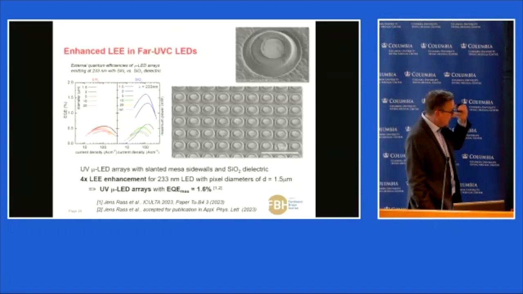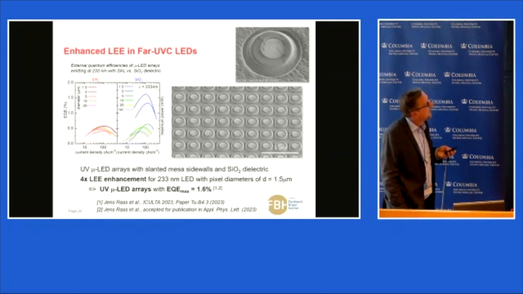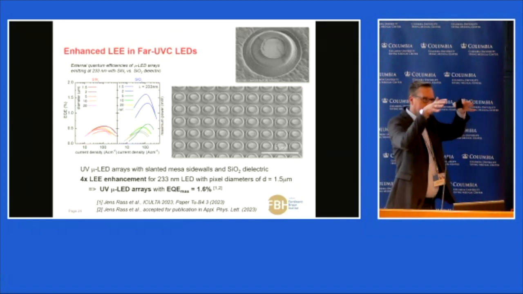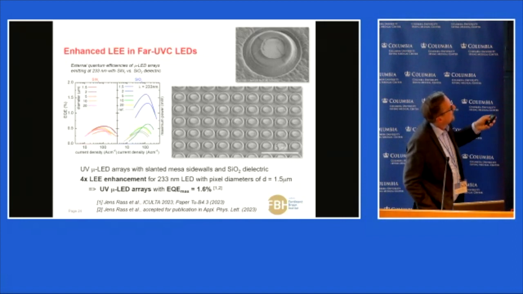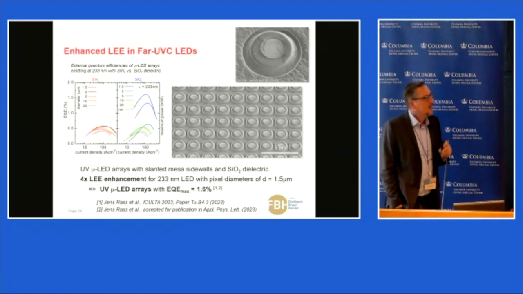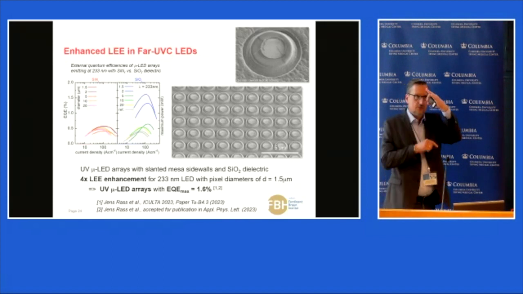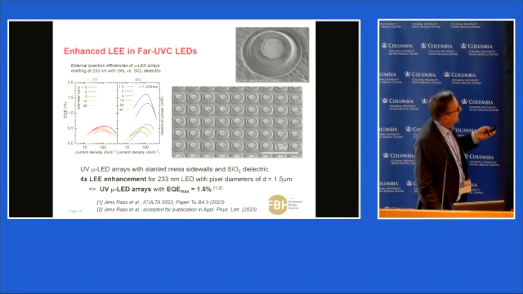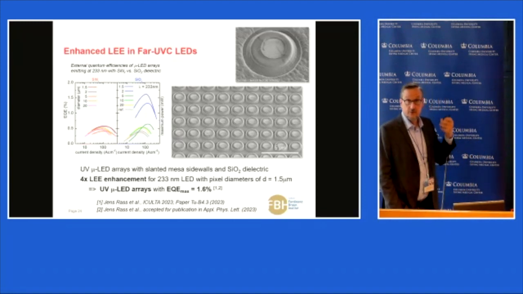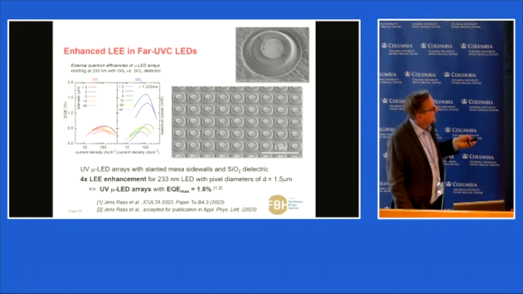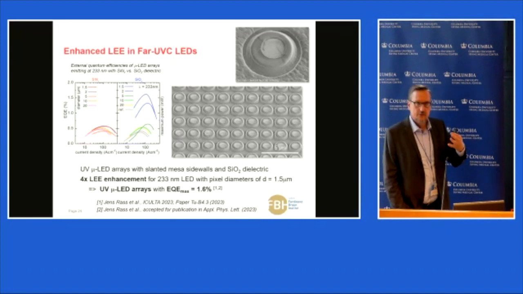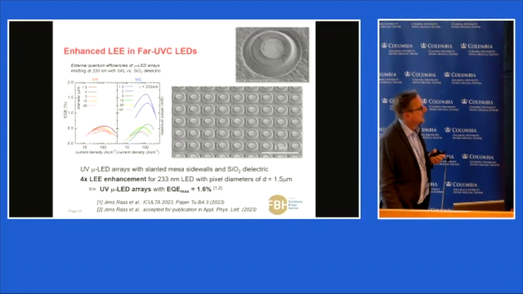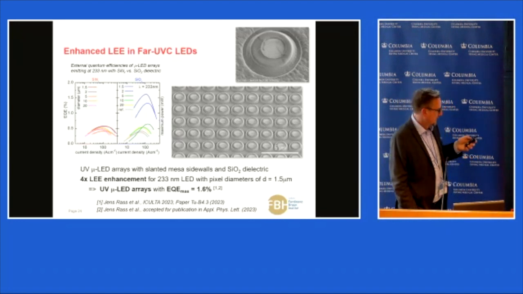So this is our latest result that has been just accepted in APL. So we have now these micro pixel LED arrays. Each of those pixels is 1.5 microns in diameter, and they have these slanted sidewalls that are dry etched and covered with a silicon dioxide dielectric, a low index material that allows the light to be reflected downwards through the substrate. And with that, we get a 4x enhancement in light extraction efficiency with these devices. And therefore, with this, we can overall boost the efficiency of devices to 1.6% EQE. That's actually a new record value, and we're quite happy and proud about this.